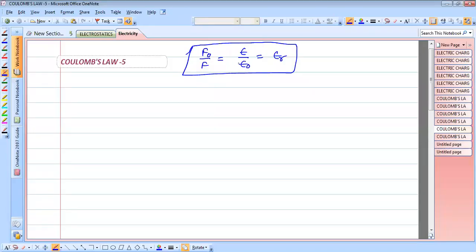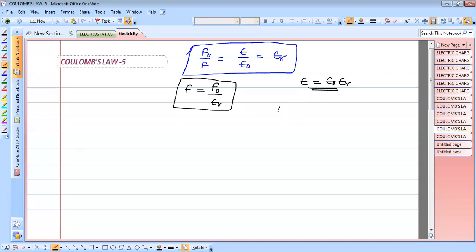So we got it: the ratio between the permittivity of the medium to the permittivity of free space. Otherwise, it is the force between two static charges in air to the force between the same charges with the same separation in a medium, which gives us the relative permittivity or dielectric constant of the medium. So from this we can conclude that epsilon equals epsilon naught into epsilon r. Otherwise, you can write the force in a medium equals force in air by epsilon r.